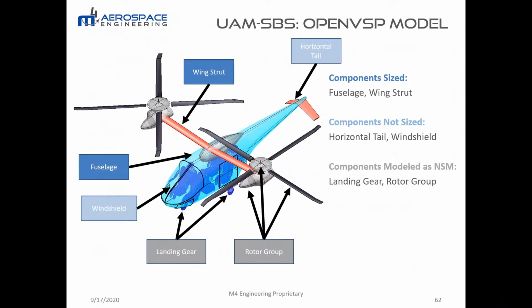So I'm going to break down a little bit of what's in this OpenVSP model and which pieces of it we're going to use in size. So in the dark blue boxes here, we see the components that we're going to create structural meshes for and that we want to size in an optimization. So that is the fuselage and the wing strut. We're also going to mesh some components, but leave them at their baseline values and not size them in the optimization. So here we're doing the horizontal tail and the windshield, which is sort of that front portion of the fuselage there. And then we've got some other components that we're not going to model structures for, but we are going to include as non-structural masses. So the landing gear, the rotors, and the engines, and things like that.